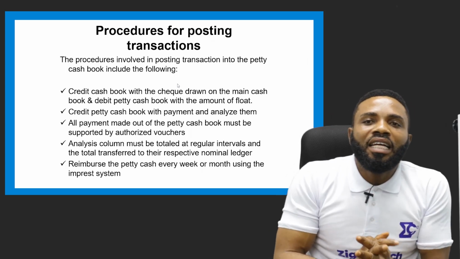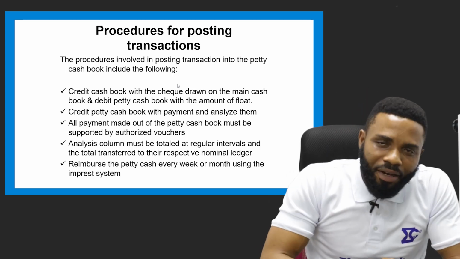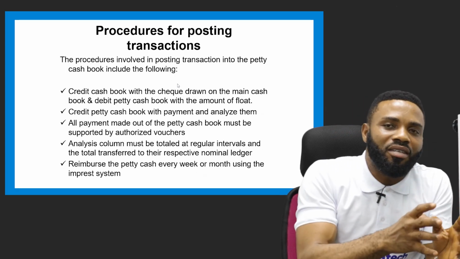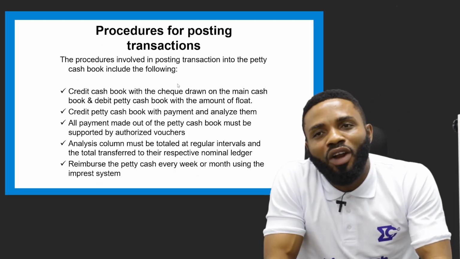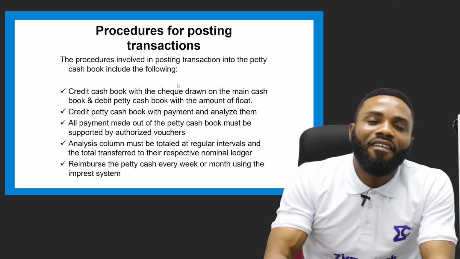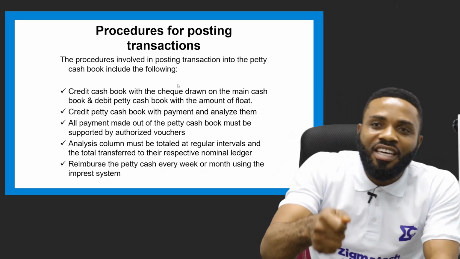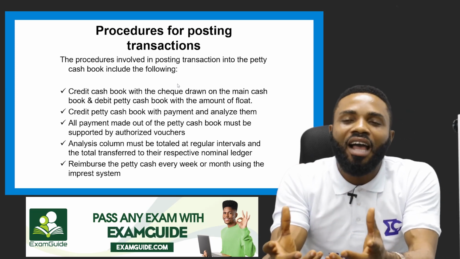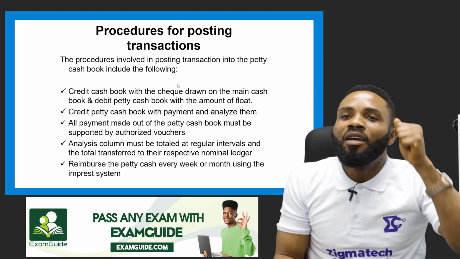And then the second thing is that you credit the petty cash book with payments and analyze them. What do I mean? I have said it observes the double entry principle that states that for every debit entry, there must be a corresponding credit entry. In accounting, we have a very simple anthem. Our anthem is that you debit the receiver and credit the giver. Whoever gives must be credited and whoever receives must be debited. So we give to reduce and we receive to increase. Because the petty cashier is receiving this money, he will be debited at the instance of getting this money from the main cashier.